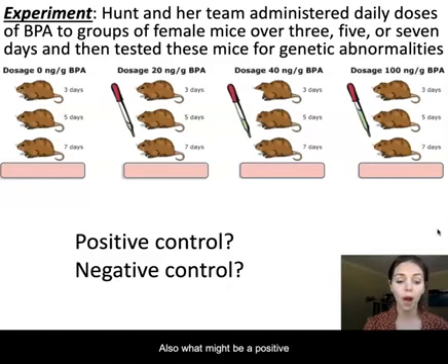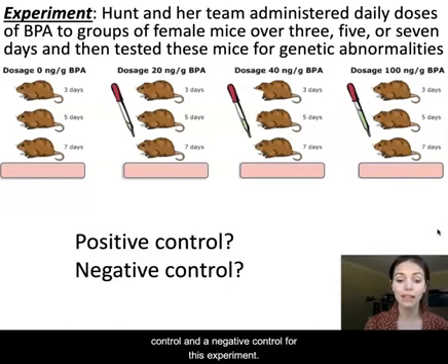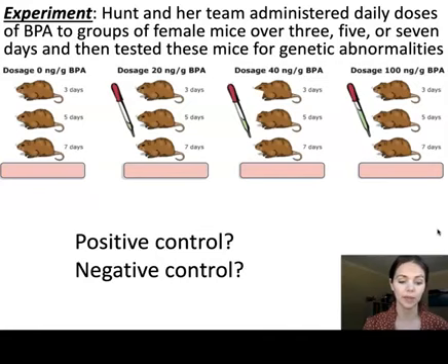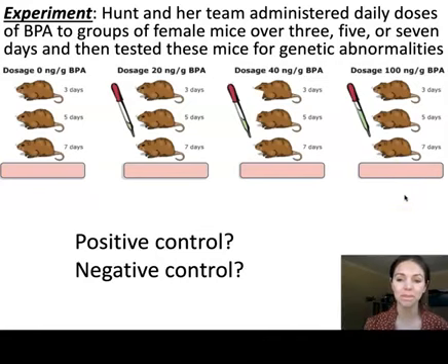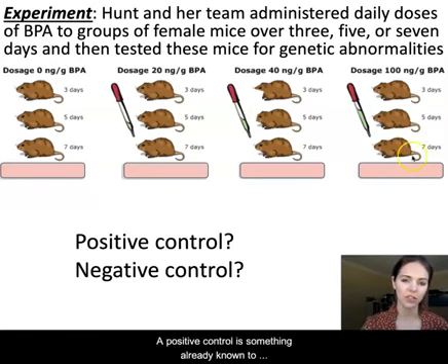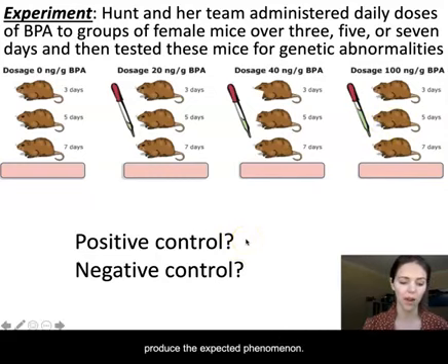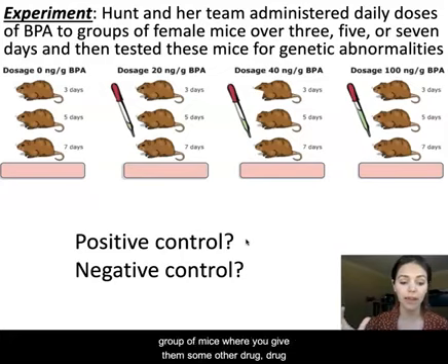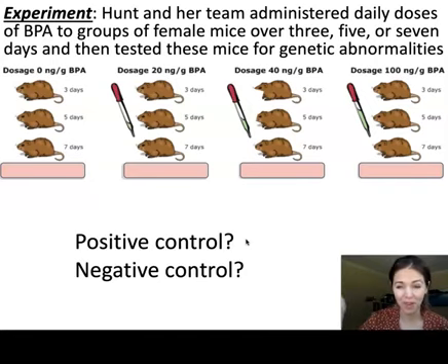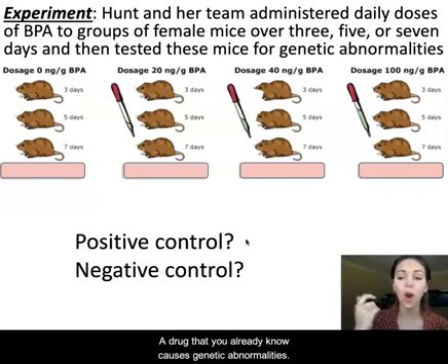Also, what might be a positive control and a negative control for this experiment? Okay, so this is tricky. Pause the video and try and think about this. All right, a positive control. Something already known to produce the expected phenomenon. So in this case, a positive control might be another group of mice where you give them some other drug, drug X, whatever, some kind of drug, that you already know causes genetic abnormalities.